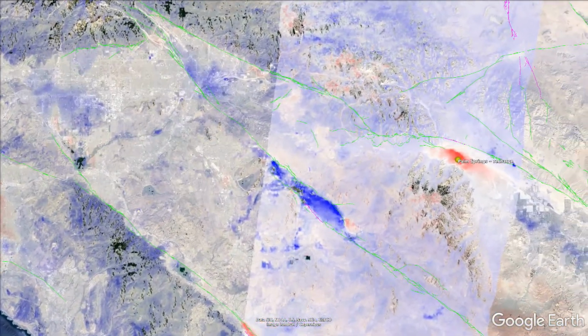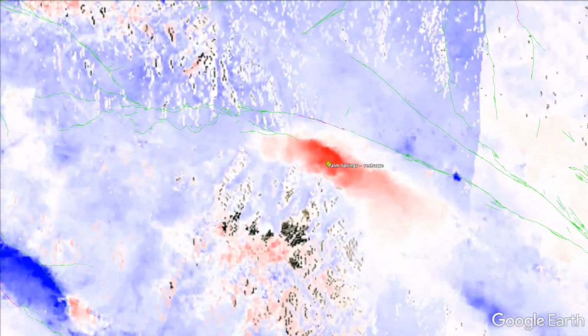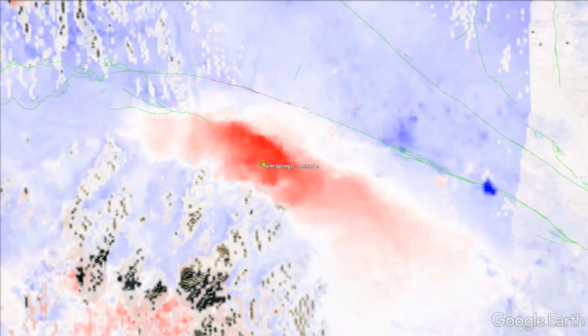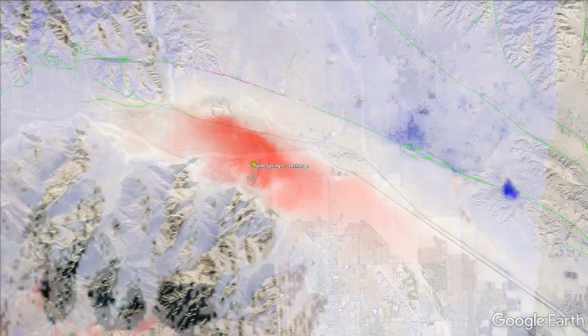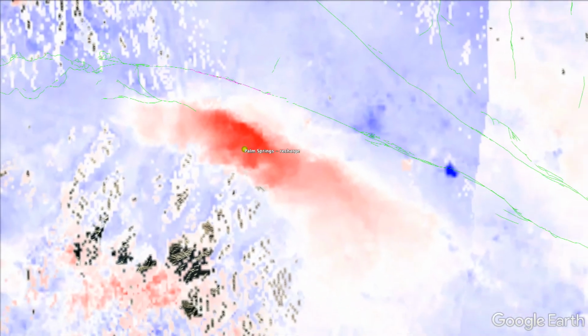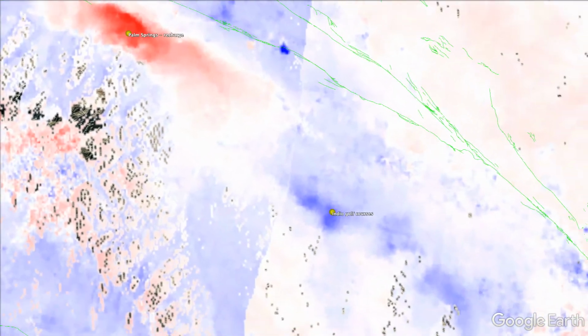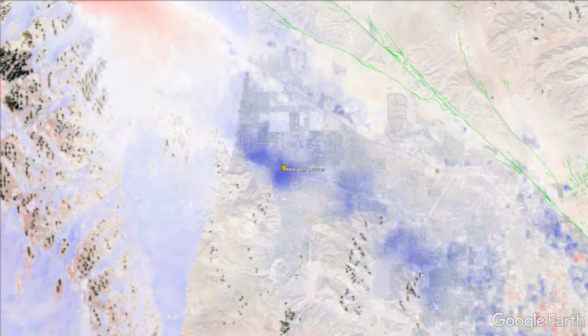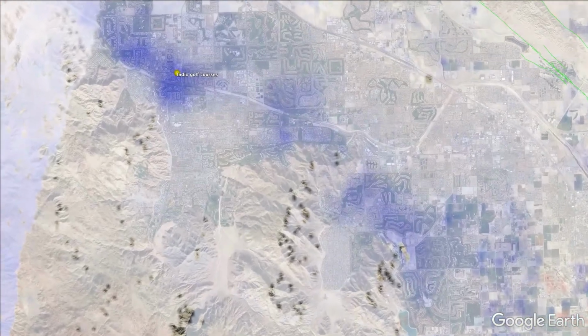Moving east, to the north of Palm Springs, there is significant uplift due to groundwater recharge, with most of its signal coming from year 2017, when the uplift was over 60 mm. In contrast, the golf courses in the Indio region are subsiding, but at a much lower rate than before 2010.